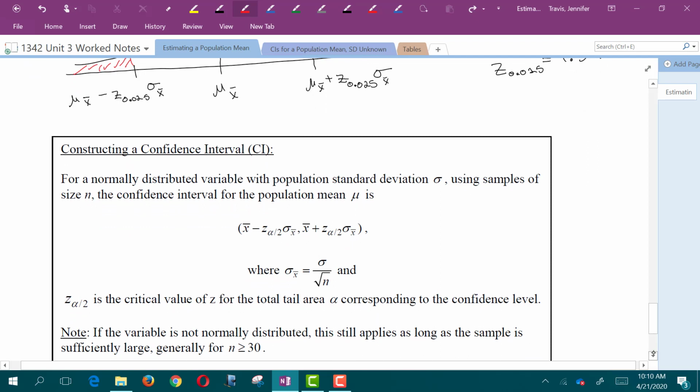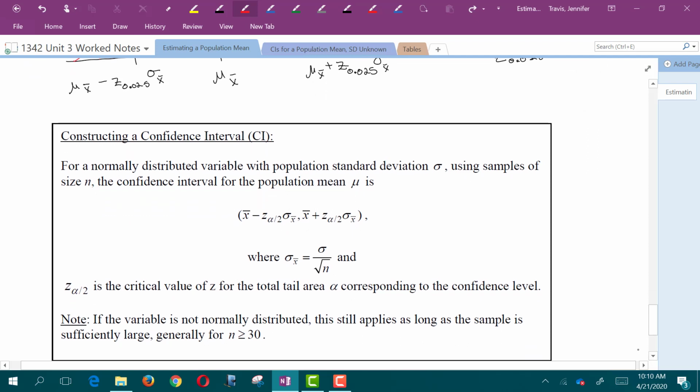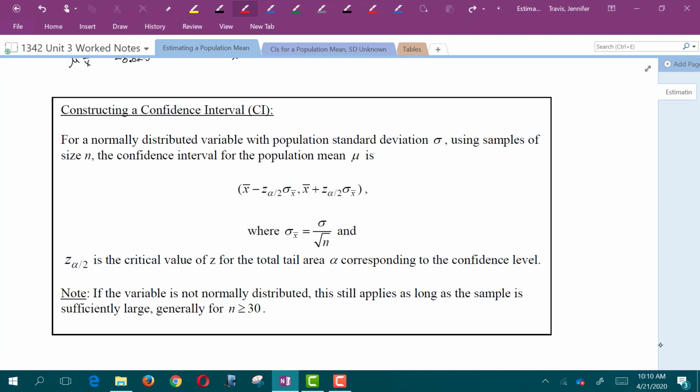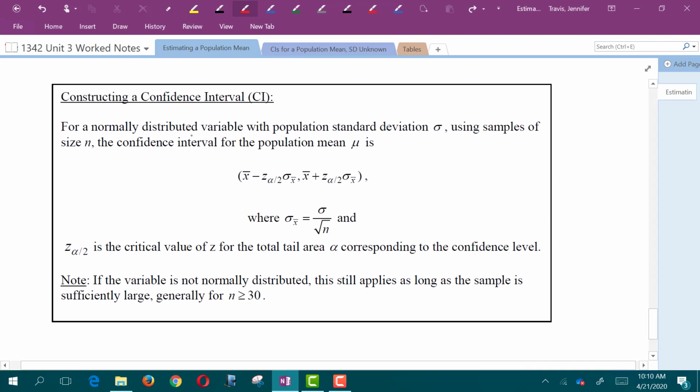Okay. So how would we create a confidence interval? Here's what we're going to do. If we've got a normally distributed variable and the population standard deviation is sigma, and we're trying to figure out where the population mean is, our confidence interval for the population mean, we're going to take the critical value of z. We just found it's 1.96 if we're at a 95% confidence level. It's going to be different at a different confidence level. There's our standard error, and that's our critical value.